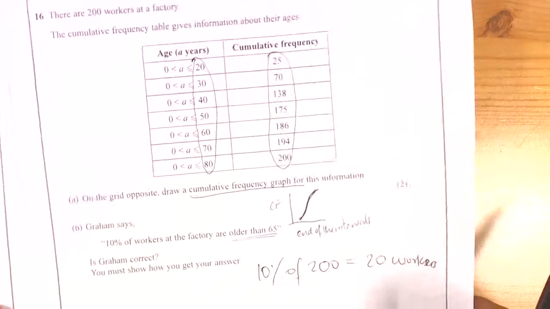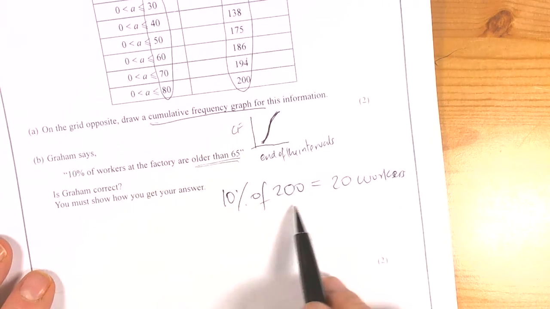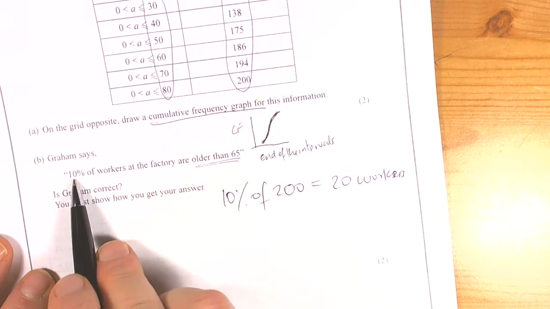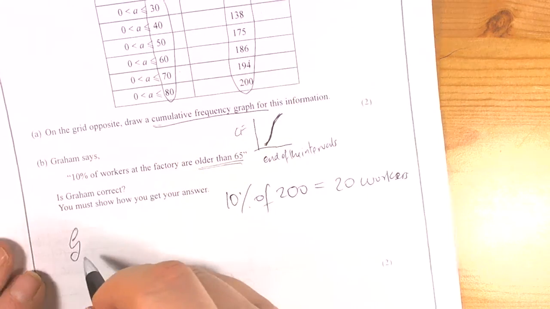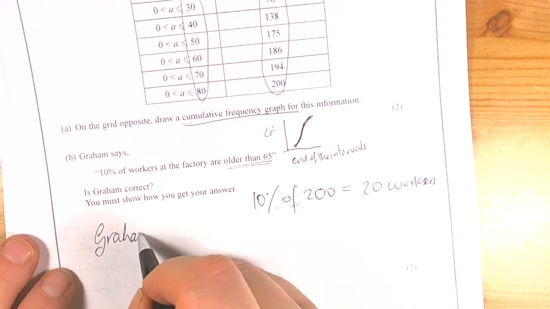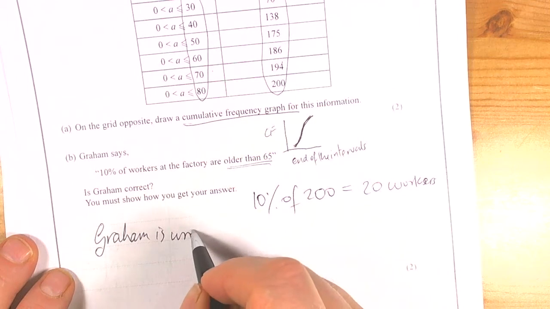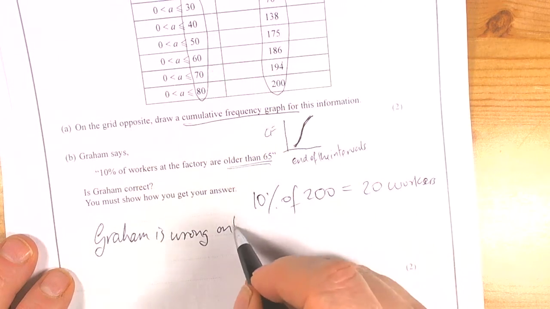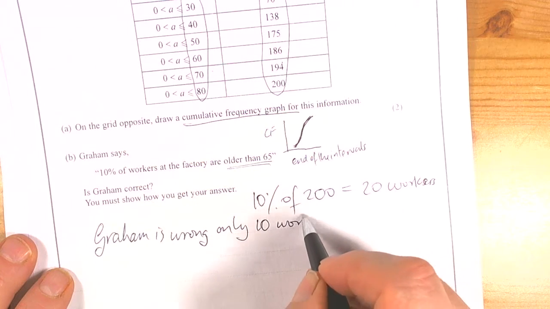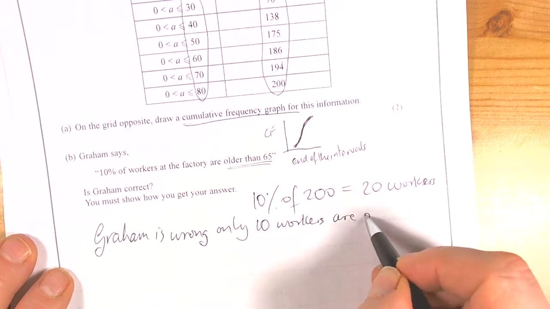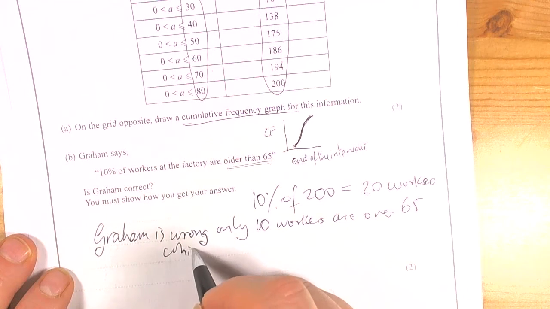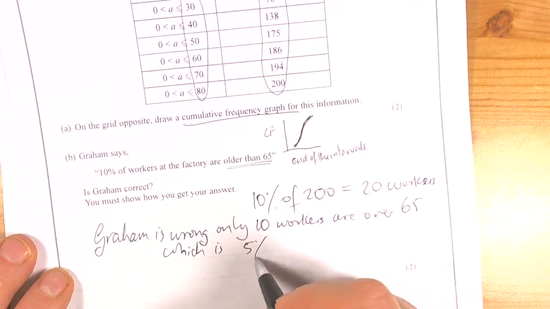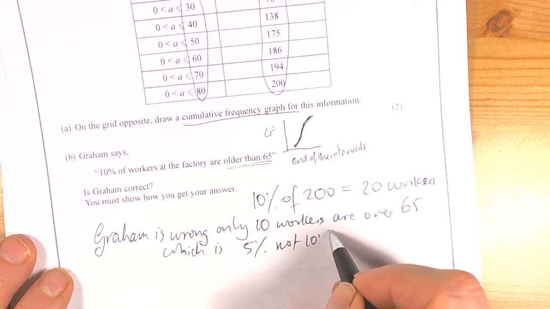So we found out that 10 workers are over 65, but Graham said 10% of the workers are older. He wanted 20 workers. So basically we have to conclude that Graham is wrong. Only 10 workers are over 65, which is 5%, not 10%.